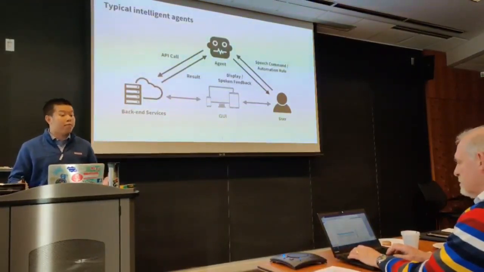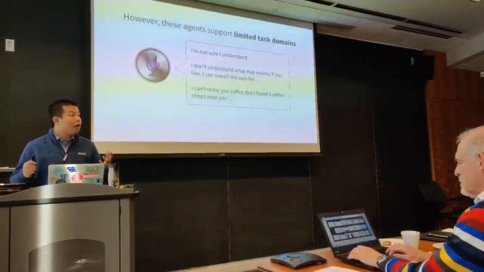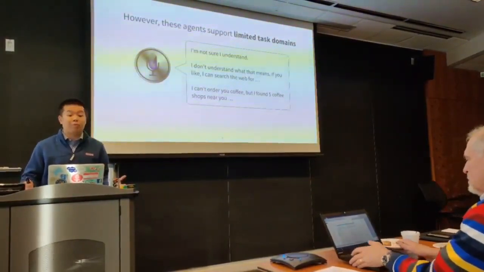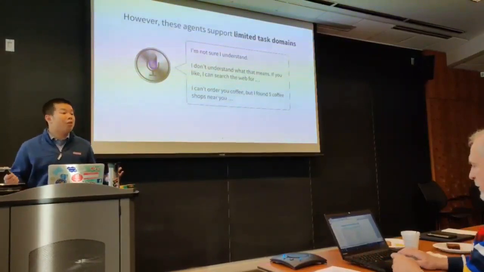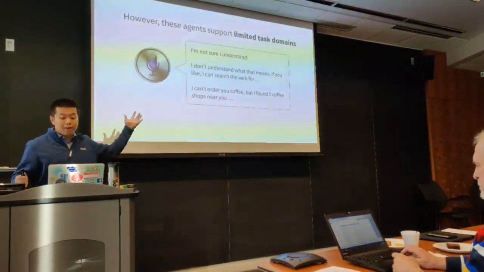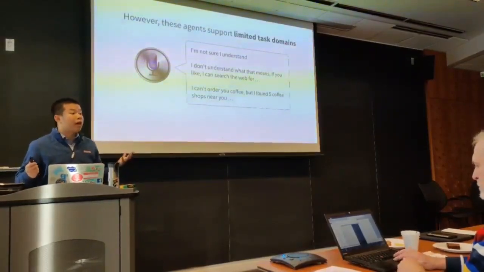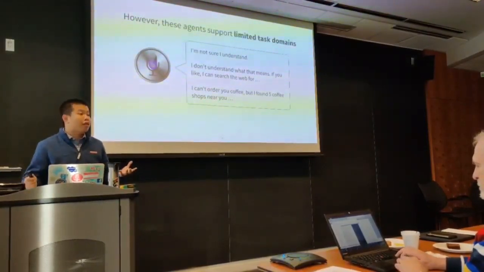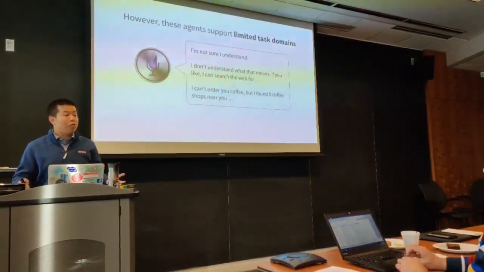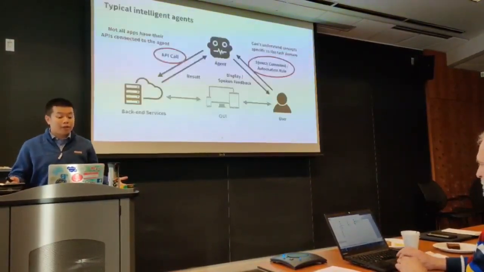and return the results back to the user through either displayed or spoken feedback. A key issue with current agents is that they support limited task domains, and users don't know what's supported. If the task you give is out of domain, or if you mention an unknown concept, they will often just give those very generic error responses, which are not very helpful.